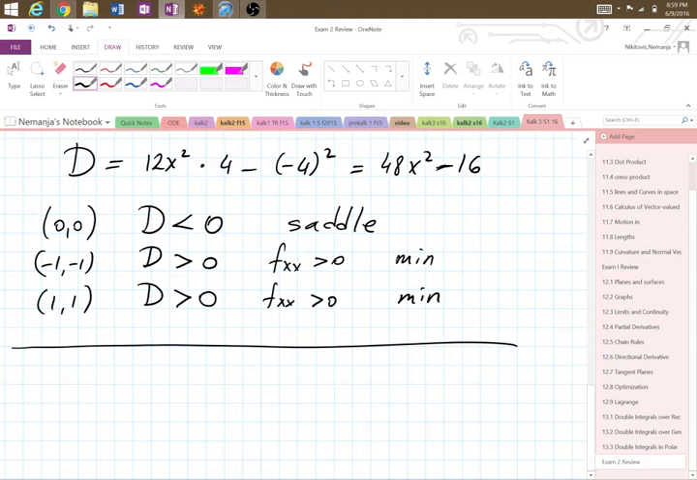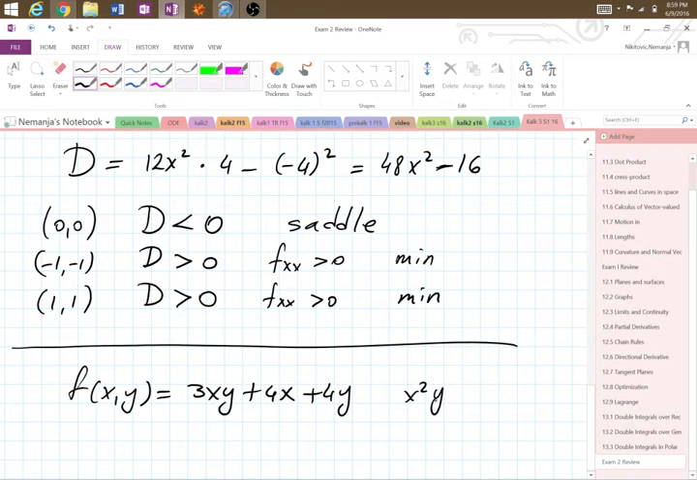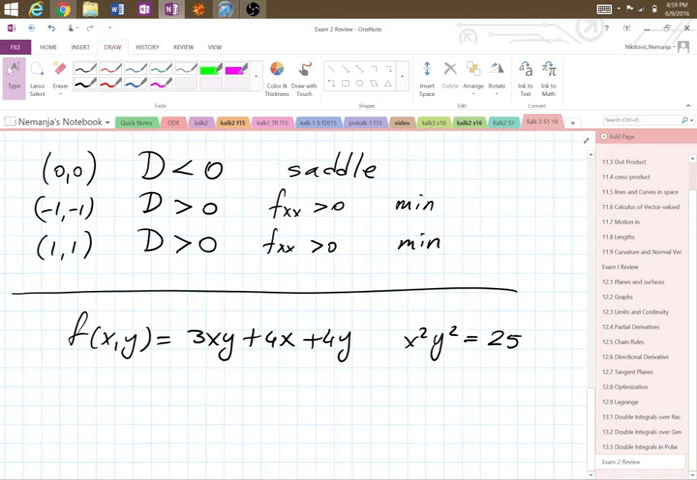Alright, f of x, y is equal to, from the study plan on Alpha. Alright, if f of x, y is equal to 3xy plus 4x plus 4y subject to x squared plus y squared equals 25. I want to know what the max is. So this is Lagrange. Well, if it's a word problem, you have to find one. If it's like this, a word problem is more likely because it's an application.